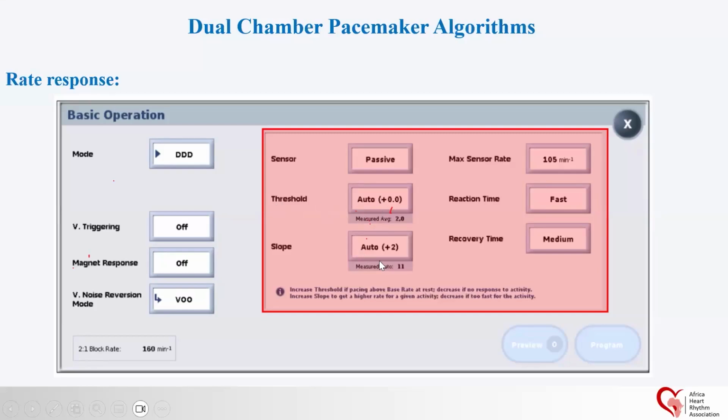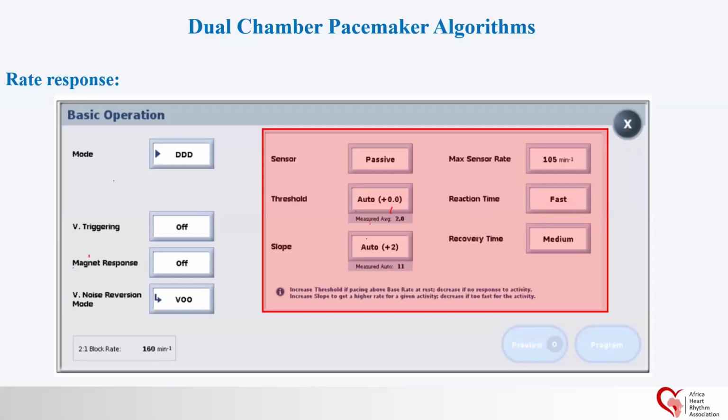We can put it on auto. In this case, the pacemaker will detect the average activity of the patient and will auto-adapt this parameter to the average already detected. We can also program the max sensor rate, which is the maximum rate we will pace, and the reaction time, whether fast, medium or slow.